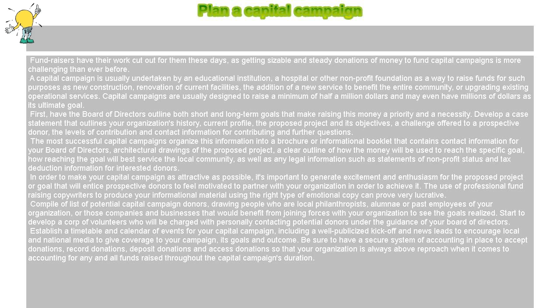Capital campaigns are usually designed to raise a minimum of $500,000 and may even have millions of dollars as their ultimate goal. First, have the board of directors outline both short and long-term goals that make raising this money a priority and a necessity.